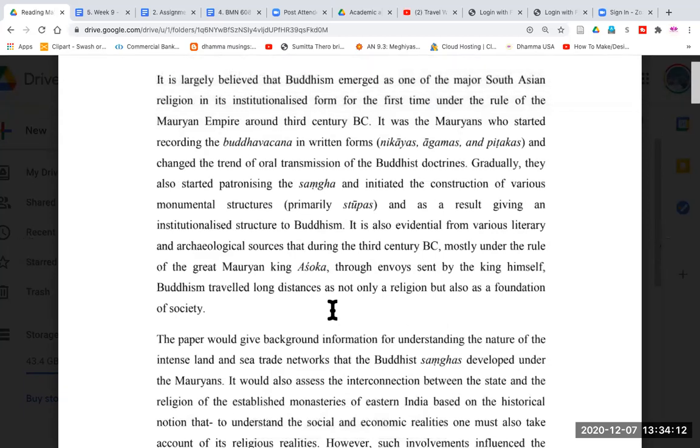And for your information, I would like to mention one woman, a Buddhist nun called Sanghamitta. She was the daughter of King Ashoka here, and she came to Sri Lanka through the sea. There is a sea passage between India and Sri Lanka. So she came by a ship along with the sapling of a Bodhi tree, the Bodhi tree from Buddha Gaya.